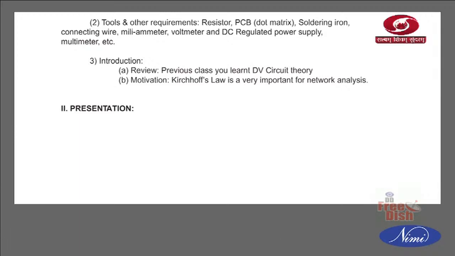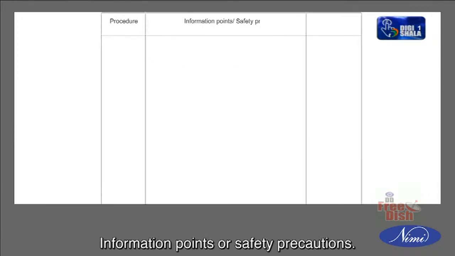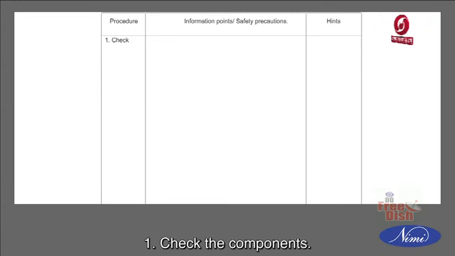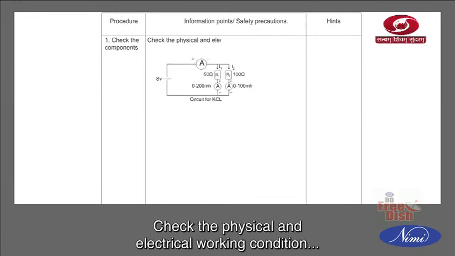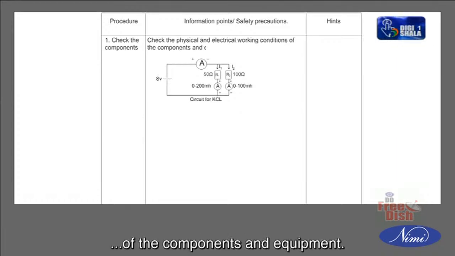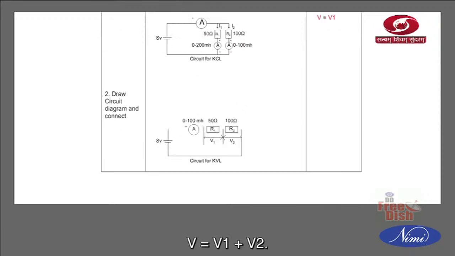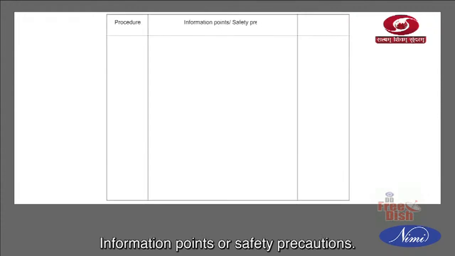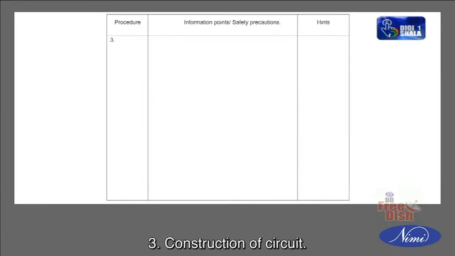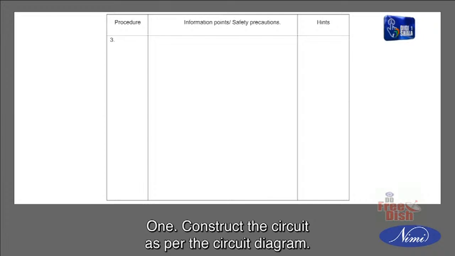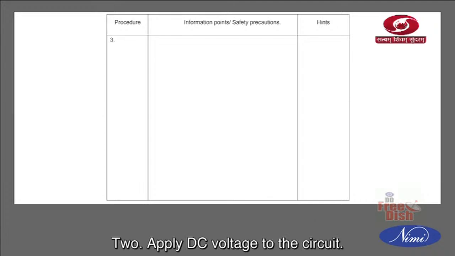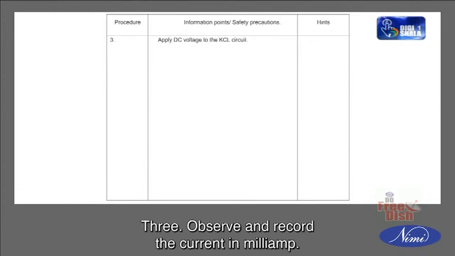2. Presentation. Procedure. Information points or safety precautions. Hints. 1. Check the components. Check the physical and electrical working conditions of the components and equipment. 2. Circuit diagram. V is equal to V1 plus V2. I is equal to I1 plus I2. Procedure. Information points or safety precautions. Hints. 3. Construction of circuit. 1. Construct the circuit as per the circuit diagram. 2. Apply DC voltage to the circuit. 3. Observe and record the current in milliamps.